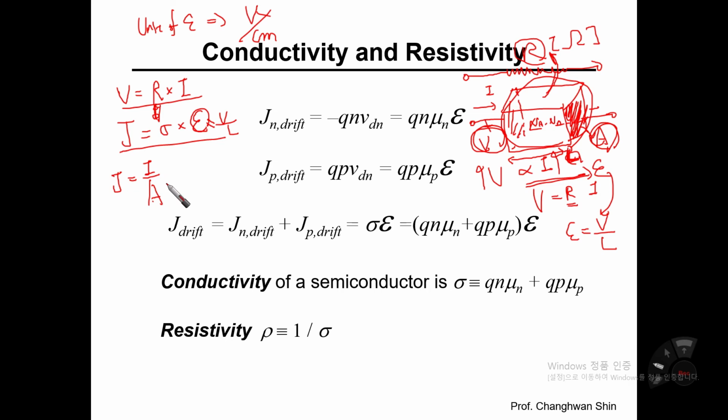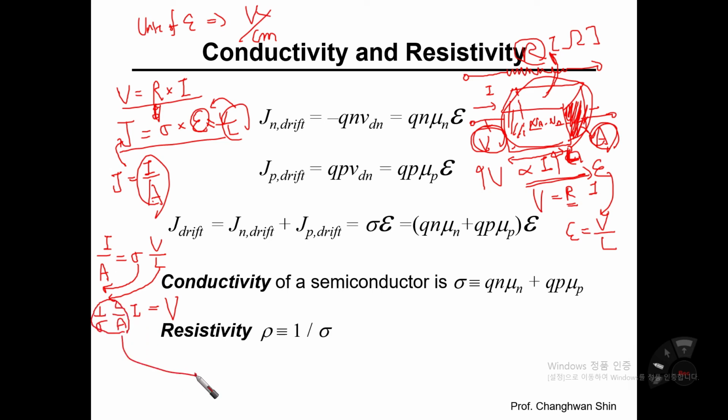Now let's plug these two values into the equation. Then you're gonna get this equation: I over A is equal to sigma times V over L. Okay, and now let's move these two terms to the left hand side, and V is equal to what? 1 over sigma times L over A times I. Okay, so now let's take a look at this guy. 1 over sigma is what? Resistivity. Okay, so resistivity times what? L divided by A. What is this?